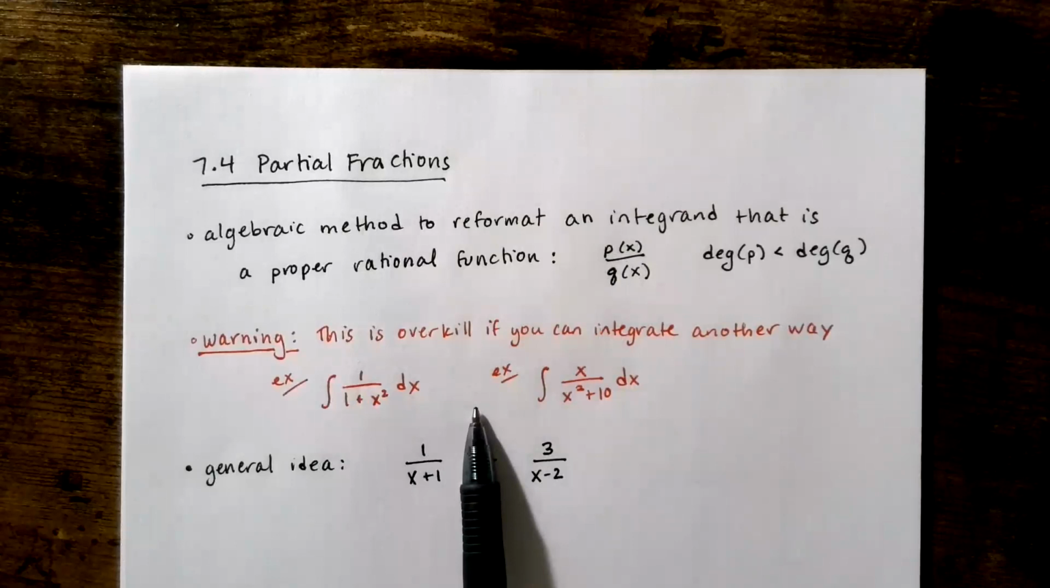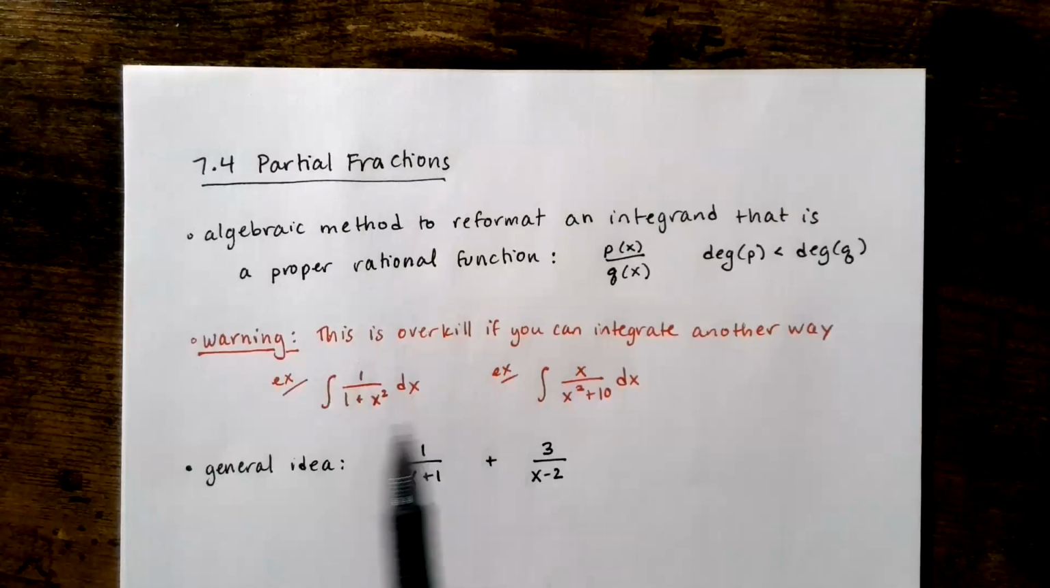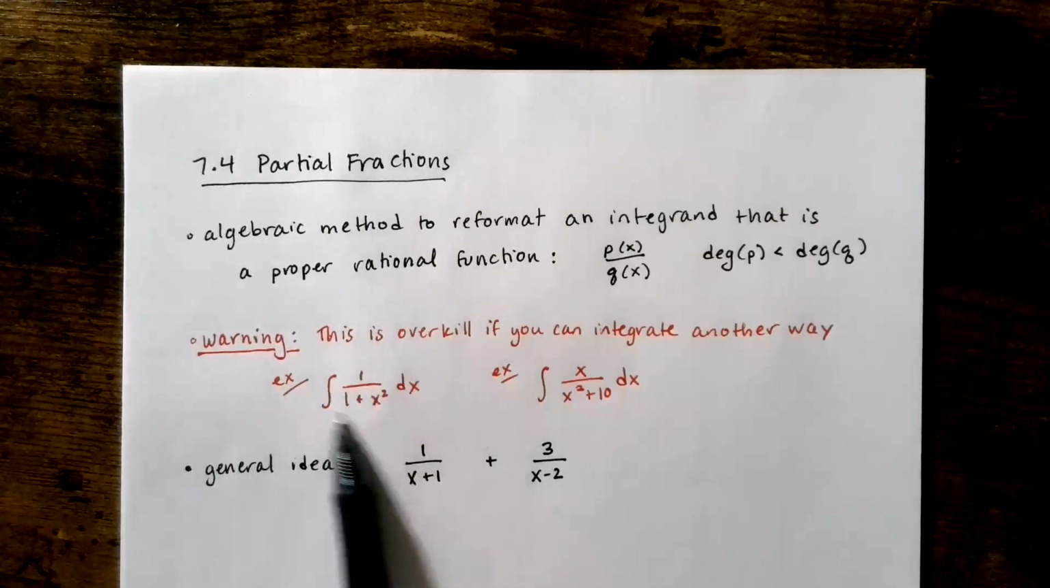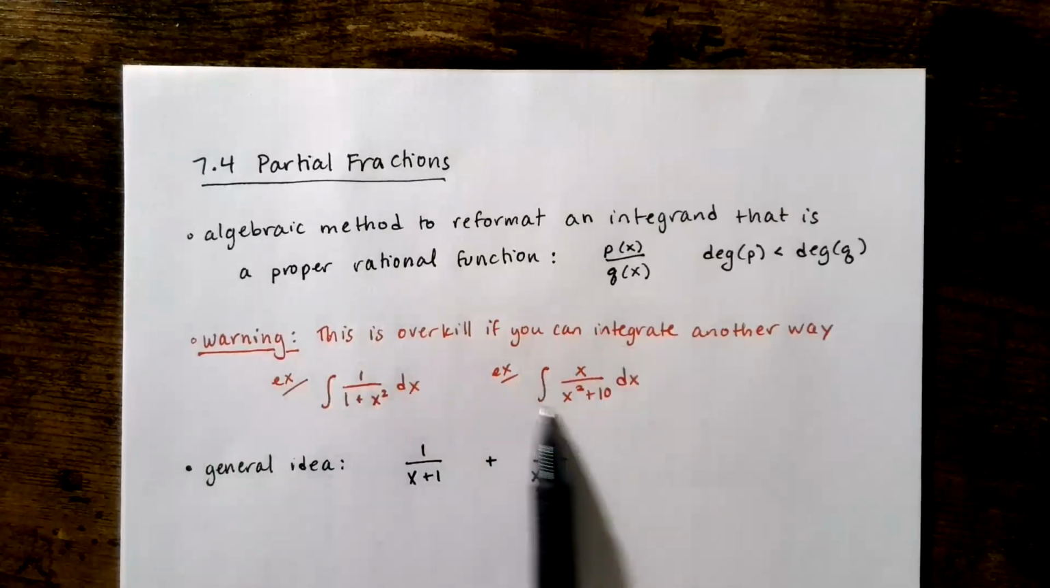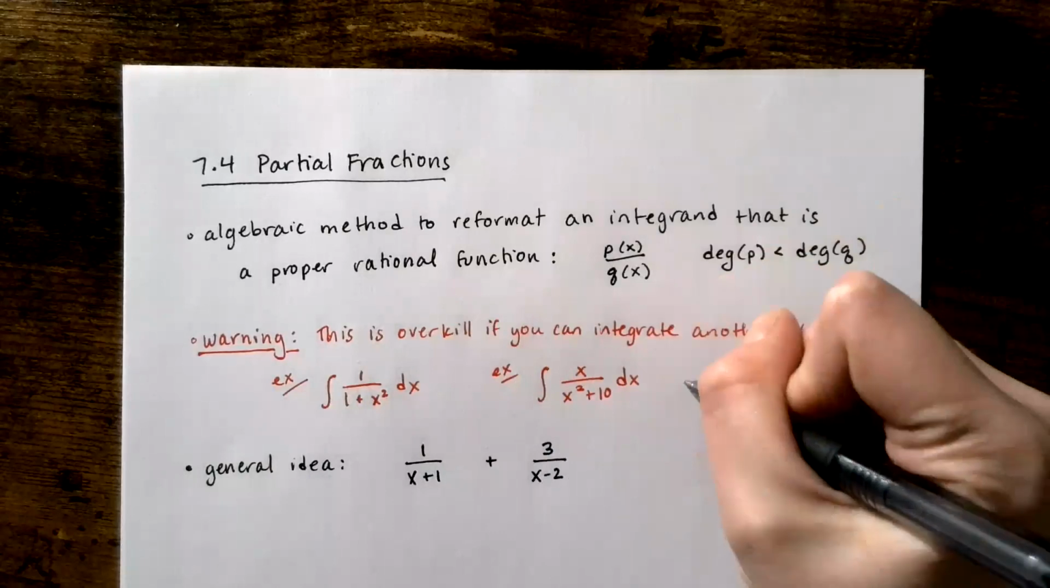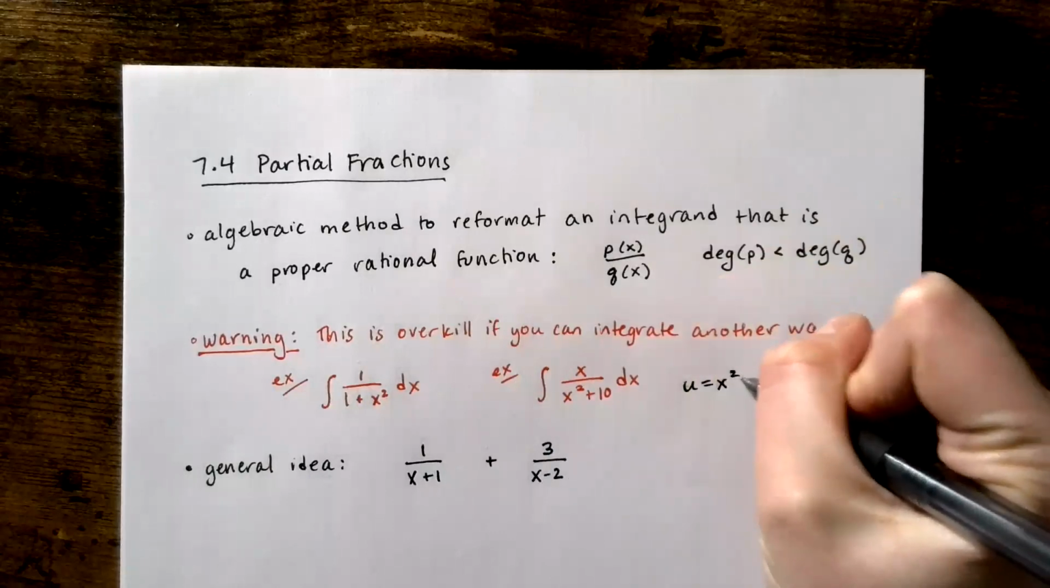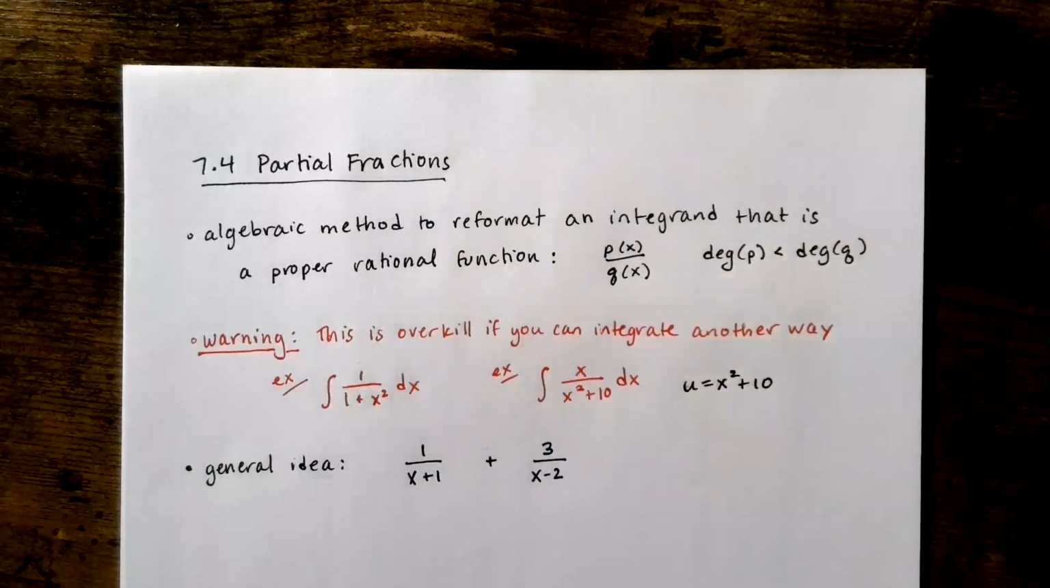We have a quick warning in red before we actually see the method here. There are some proper rationals that we already know how to integrate. So if there's another way, then doing the method of partial fractions is super overkill. So for example, something like this is just arctan. Something like this, a quick U substitution for the denominator, would work out really smoothly. So for these ones, you want to use those methods instead of doing partial fractions.